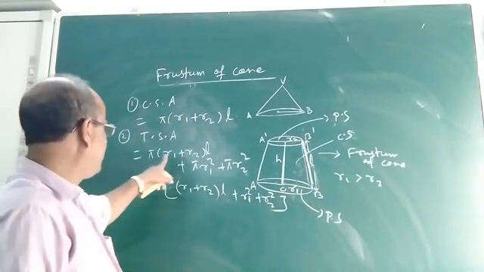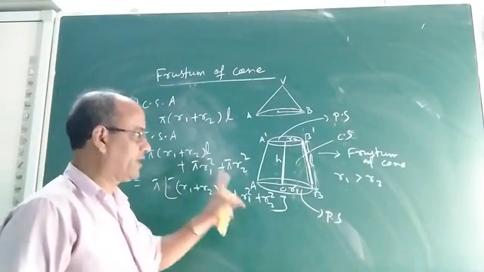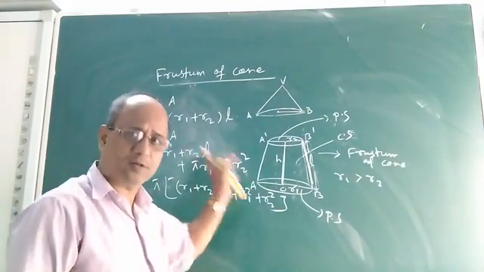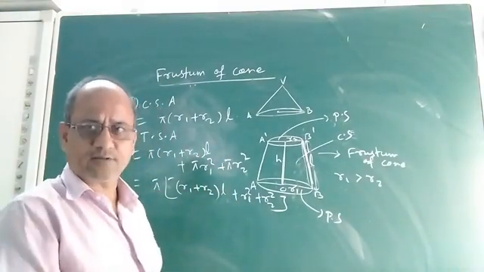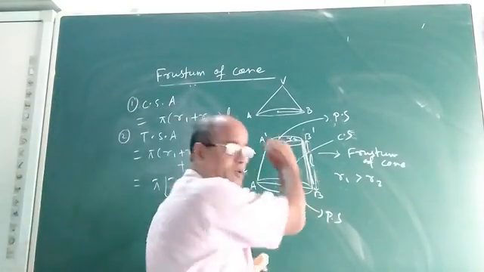If pi is taken common, it is r1 plus r2 into L plus r1 square plus r2 square. Yes, this will be the formula for total surface area of a frustum of cone. Okay. Next, what is the formula for slant height? You see, as I told you, this is slant height of the frustum of cone.